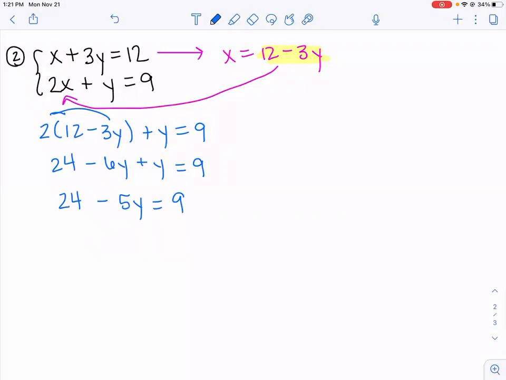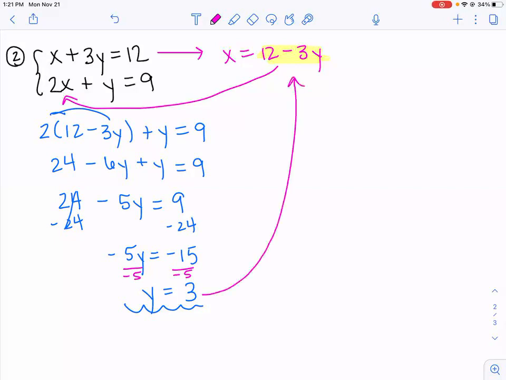Preston, what do I need to do to both sides? Subtract 24. And we get negative 5y equals negative 15. Okay. So Peyton W, what is y? y equals 3. Positive 3. Wait, divided by negative. So a negative divided by a negative is a positive.